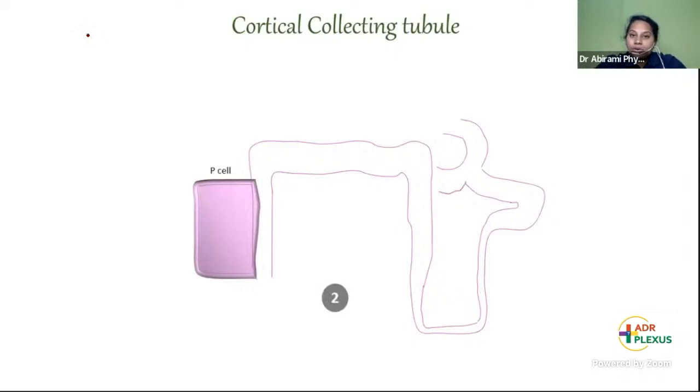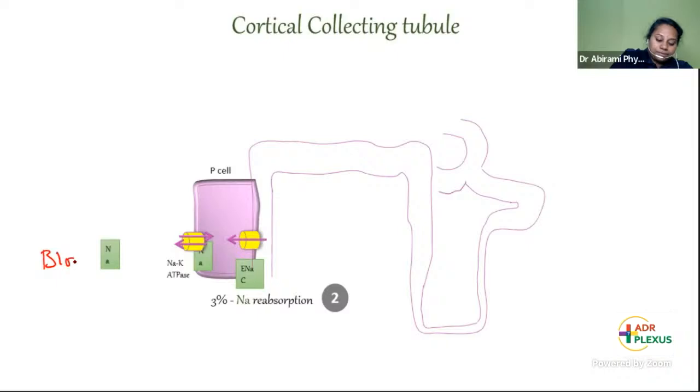Look at the P cell or the principal cell. The second role of cortical collecting tubule is 3% of sodium reabsorption. And how is this reabsorbed? Through channels called ENaC. ENaC means epithelial sodium channel, through which sodium is reabsorbed. And on the other side, through sodium potassium ATPase, sodium moves into the blood. When sodium moves into the blood, in exchange for sodium, potassium enters the cell.